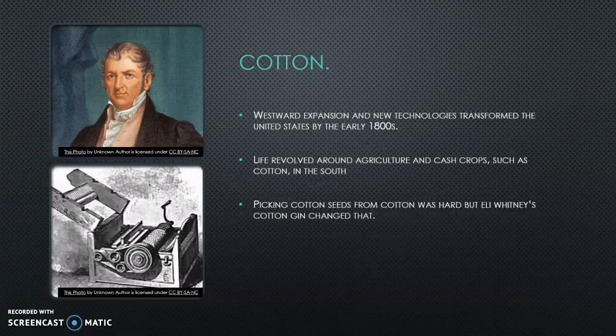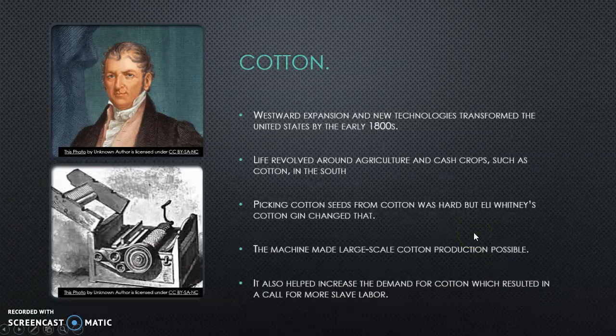So picking cotton seeds from cotton was hard. But this gentleman right here, Eli Whitney, is going to come up with an invention called the cotton gin that's going to change that. How the cotton gin worked is you'd put the cotton in the machine, and these little rollers have spikes or beads on them almost, and it would separate the seeds from the cotton and make this soft, fresh material so you could sell it to make clothing or fabric or whatever.